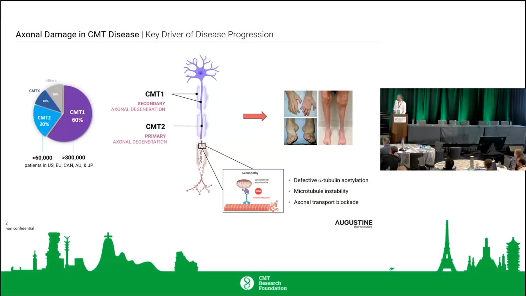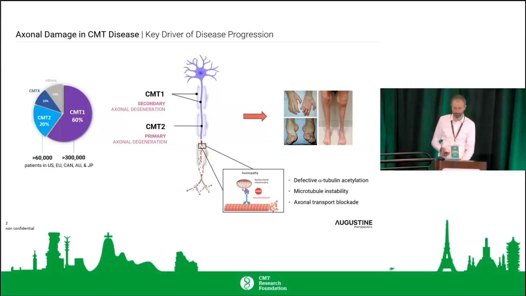So this slide is something you're all probably familiar with. As you know, CMT has several subforms, with CMT1 being the most prevalent form, and CMT2 the second most prevalent form, and then a number of less prevalent subtypes as well. We have looked mostly at CMT1, but also a little at CMT2. CMT1 is characterized, as you know, by demyelination followed by axonal degeneration, while CMT2 is characterized primarily by axonal degeneration, leading then to the phenotypes you see there.